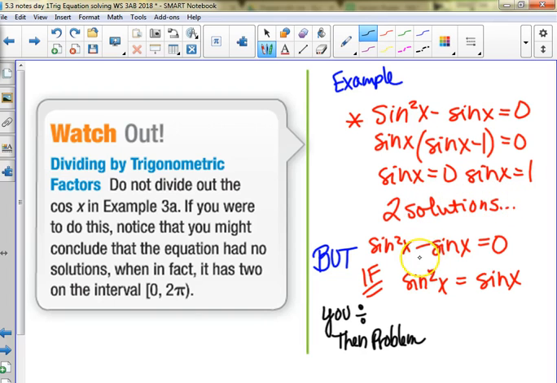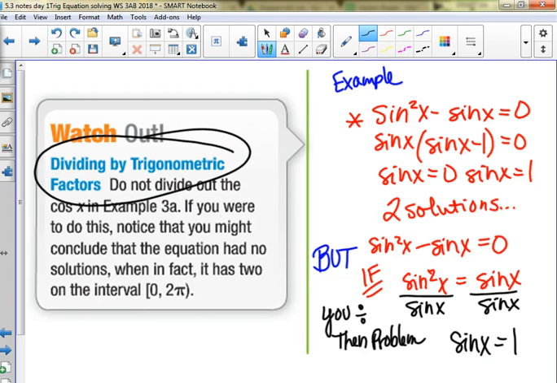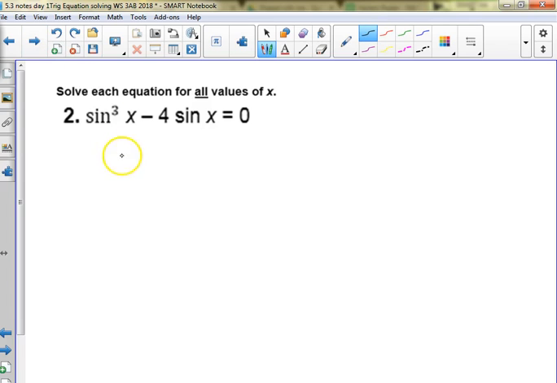But if someone got the brilliant idea to add sine over to the other side and then divide a sine x on both sides, this would divide out to be sine x, and this sin x divided by sin x would be 1. How many solutions does that have? Just one, okay? So don't ever divide out trig factors, trig functions, because you'll lose solutions, okay? All right. So what we don't want to do is divide out a trig solution.